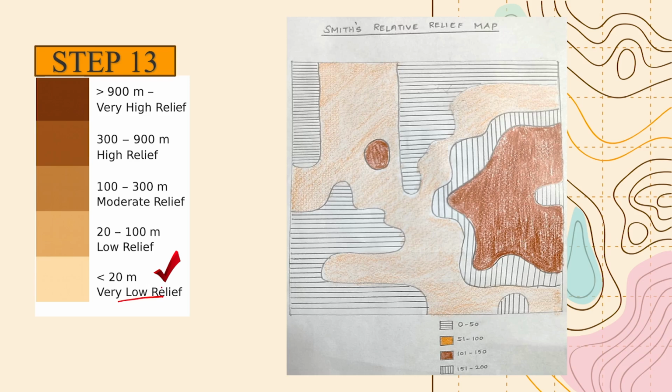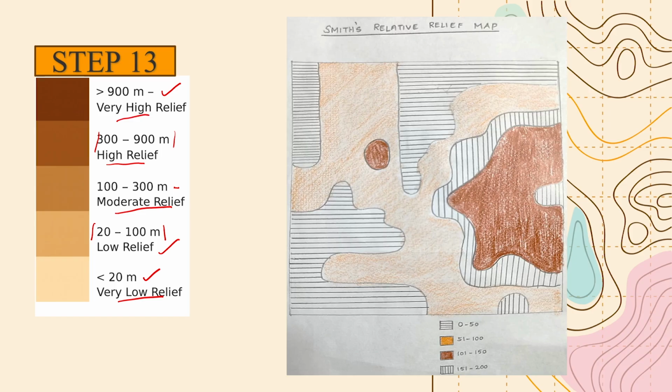as very low relief in case a particular area is said to experience lower than 20 meters of relief. If the value is ranging between 20 to 100 meters, then this will be your low relief, and in case of 100 to 300 meters, it will be a moderate relief area, and in case an area is said to have 300 to 900 meters elevation, we will be representing it as high relief, and if there are areas where it experiences more than 900 meters of relief, we will be classifying it as very high relief.